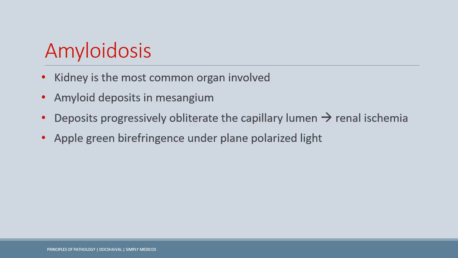Now finally we will see amyloidosis. The kidney is the most common organ involved in systemic amyloidosis, and actually it is the most serious organ involved also. Now the amyloid deposits are particularly in the mesangium. If you see that we have this capillary lumen and the deposits are there in the mesangium, they compress the capillary lumen, which leads to renal ischemia.